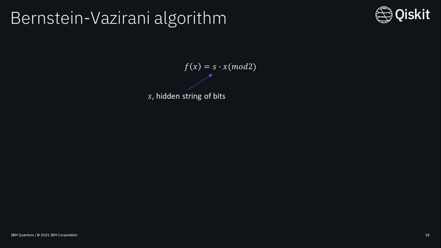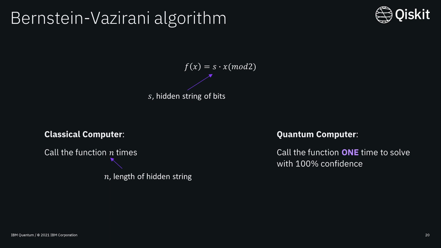This algorithm is one of the algorithms that shows it has advantage in quantum computer for more complex problems, and it finds the hidden string S. This function returns the bitwise product of the input with hidden string of bit. In classical computer, the function is called the number of lengths of hidden string times to get the solution. On the other hand, a quantum computer can solve it with single call with 100% confidence.